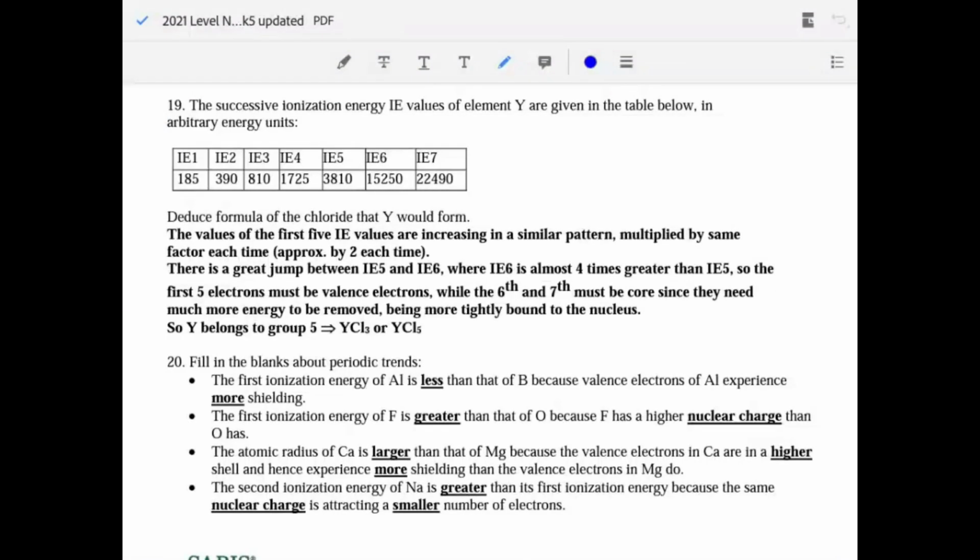Hey guys, so we'll do number 19 to 27. So let's start off with 19.